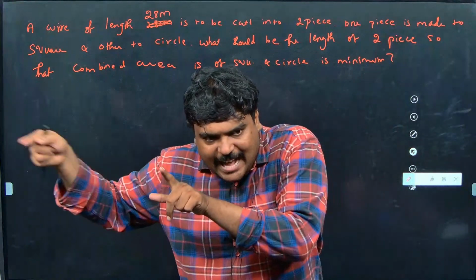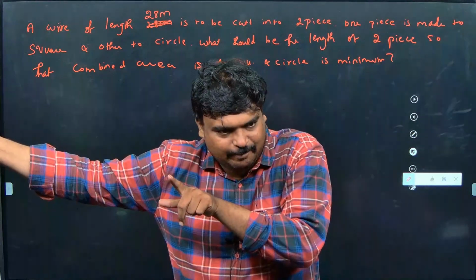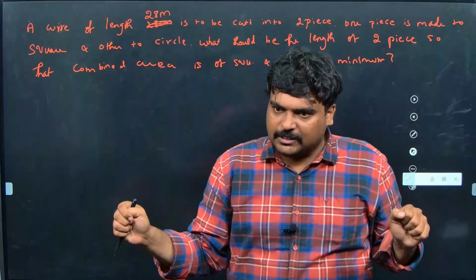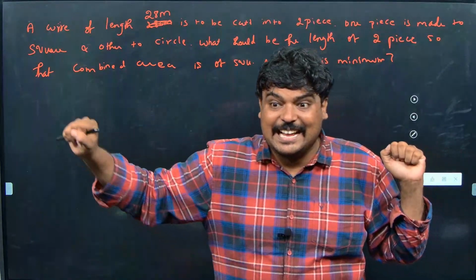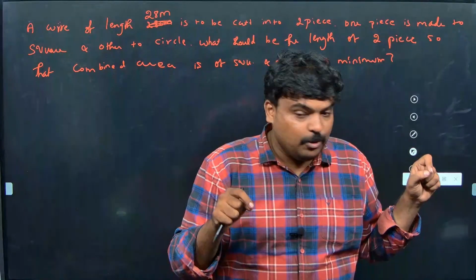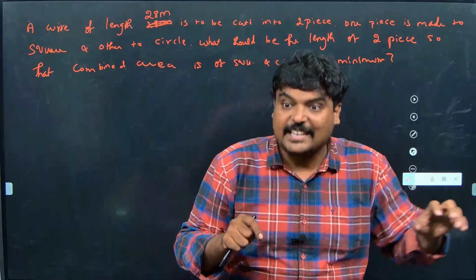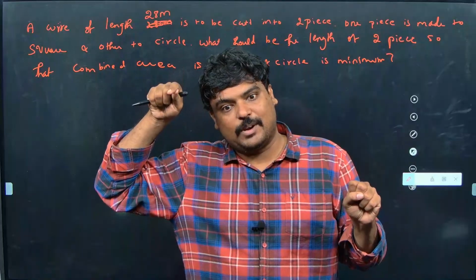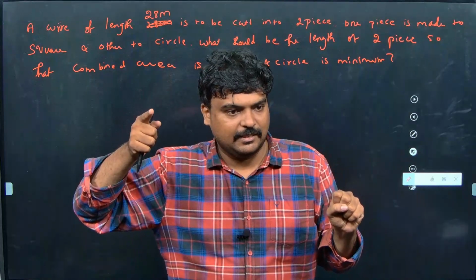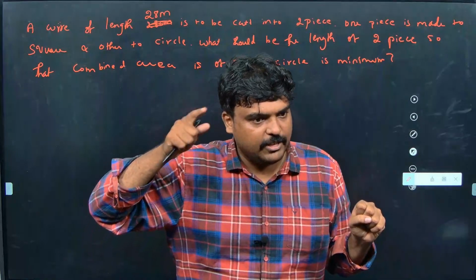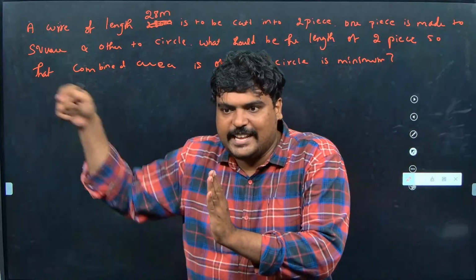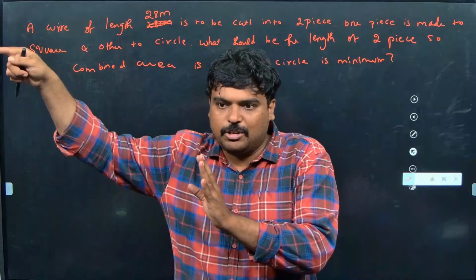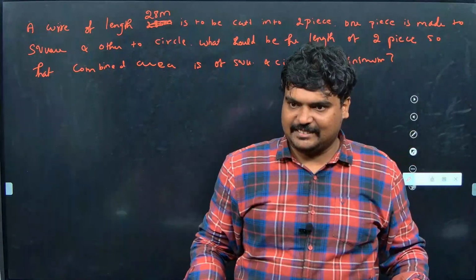Similarly, 2 pi r is equal to 28 minus x. I will get r as some value. Correct? So I got both: the side of the square and the radius of the circle. I want to make the area minimum, so I want to make f of x. What is f of x? Area of a square is side square, and the side is x by 4, so x by 4 the whole square, plus the area of a circle, pi r square, with r as the value I got, the whole square. Make a function and differentiate it.